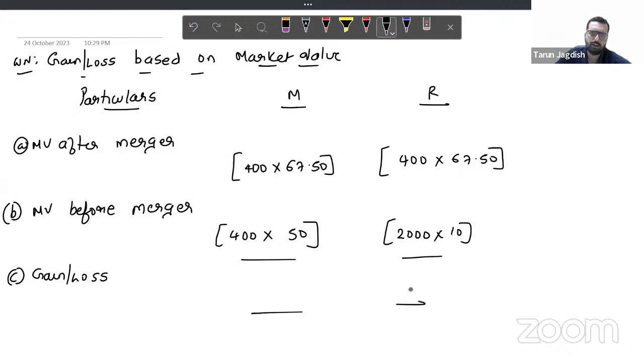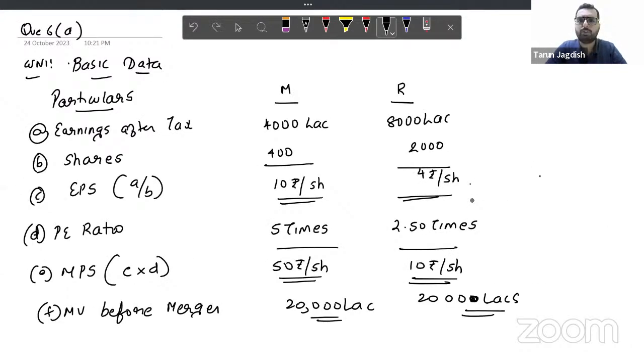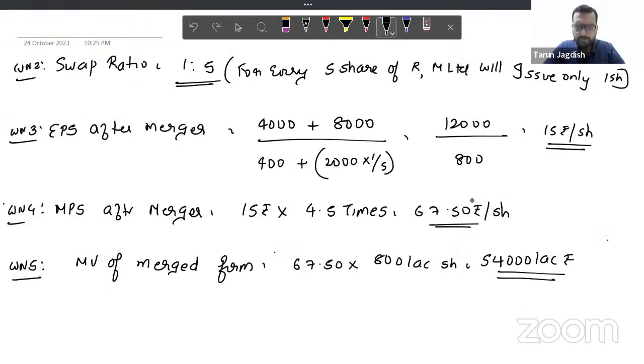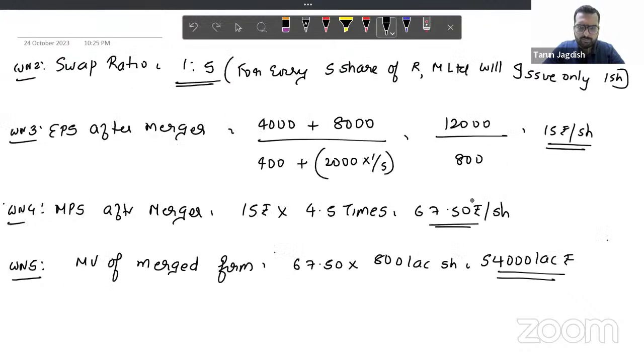Correct? So here it will be 400 into 67.5, that is 27,000 lakh. Earlier was 20,000. Here also 27,000. Earlier was 20,000. Was it the same before merger? One minute. Yeah, it's 2,000, right? One minute. Yeah, correct. 2,000 shares.